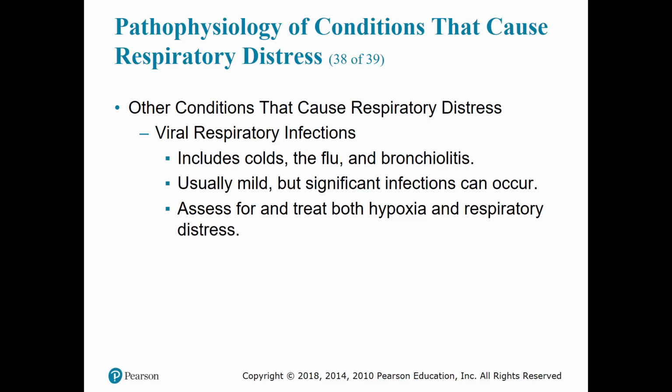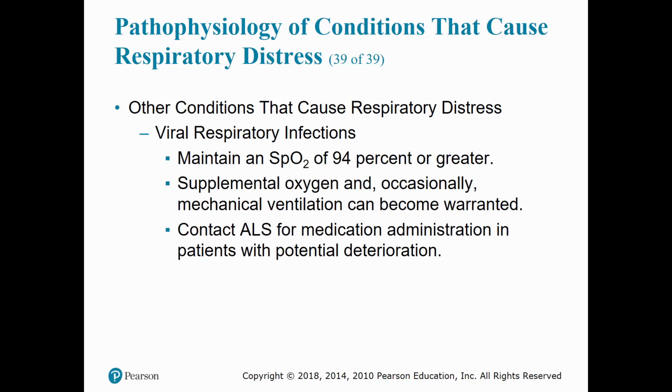With these patients, you want to make sure that you assess and treat for both hypoxia and respiratory distress, because children can't compensate for respiratory issues as well as an adult can. So if you start noticing that the patient is starting to have issues with the respirations, be prepared to provide assistance through positive pressure ventilation. If there is the potential for deterioration, consider calling for ALS for administration of medications to prevent.